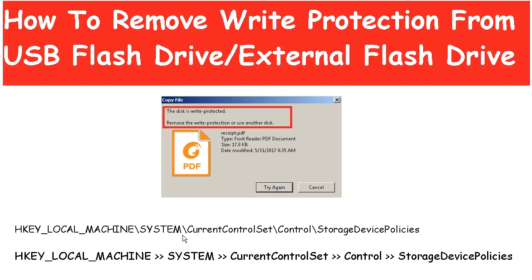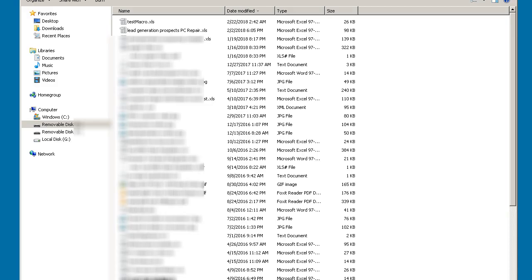Hi, Facey here, and today I'm going to be showing you how to remove write protection from a USB flash drive or an external flash drive. This usually occurs when there's an error on your hard drive or your external hard drive. But today I'm going to show you how to fix the problem, and basically I'm going to walk you through what I encountered and how to fix it.